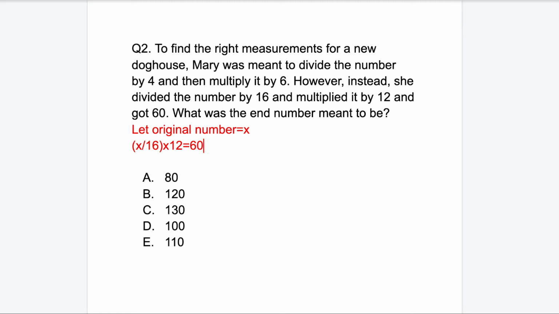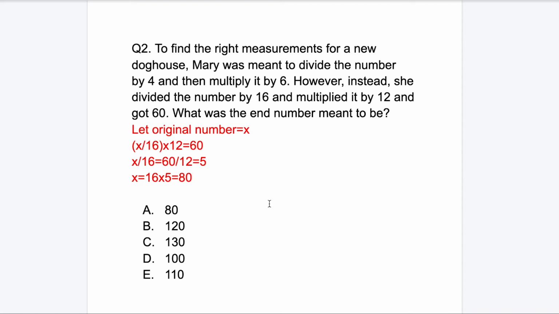So x over 16 is actually equal to 60 divided by 12, because if we divide both sides by 12, we can find x divided by 16. So x divided by 16 equals 60 divided by 12, and that also equals 5. So, now that we know x divided by 16 equals 5, we can find out x. If we times 16 to both sides, this way it gets rid of this 16 here, we can find out what x is. So x equals 16 times 5, which is equal to 80. So now we know the original number, which is 80.